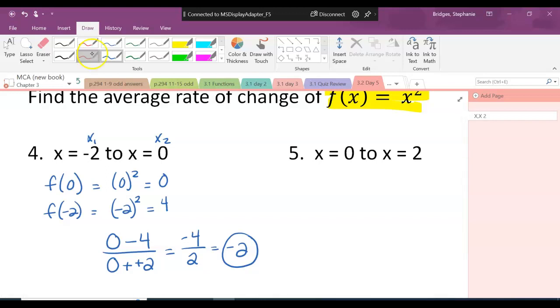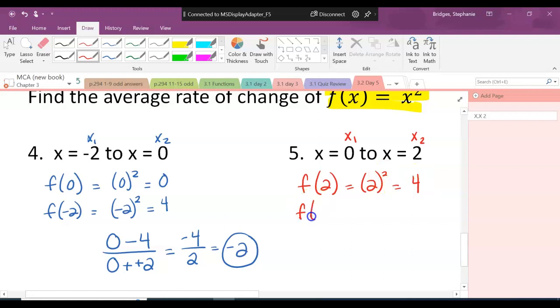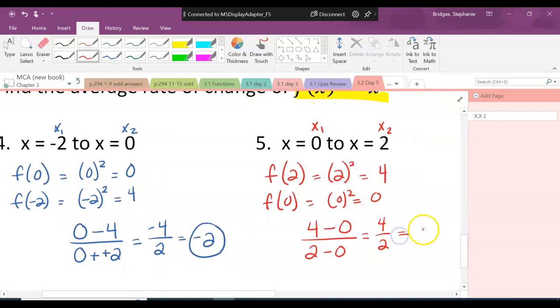All right. Same thing for the second one. Label the first one x1, second one x2. We're going to plug it in. 2 squared is 4. 0 squared is 0. So we're going to do f of x2 minus f of x1 over just x2 minus x1. 4 minus 0 is 4. 2 minus 0 is 2. And 4 over 2 divides to be positive 2.